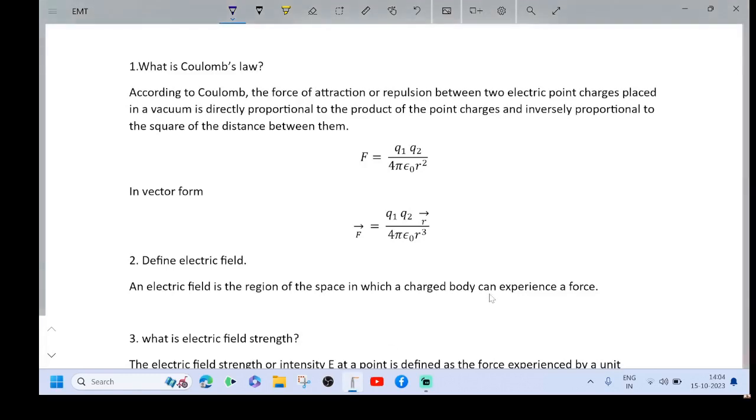Here are a few questions from the first unit of electromagnetic theory. If you go through them, you may even answer part B questions too. See the first question. What is Coulomb's law?